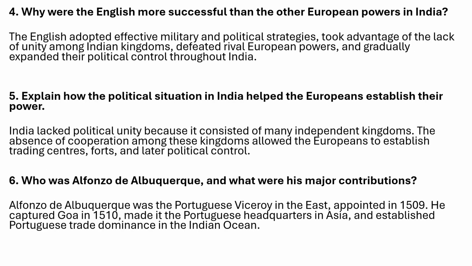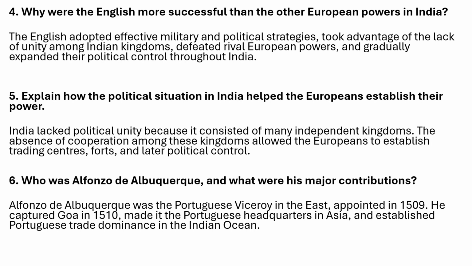Why were the English more successful than the other European powers in India? The English adopted effective military and political strategies, took advantage of the lack of unity among Indian kingdoms, defeated rival European powers, and gradually expanded their political control throughout India.